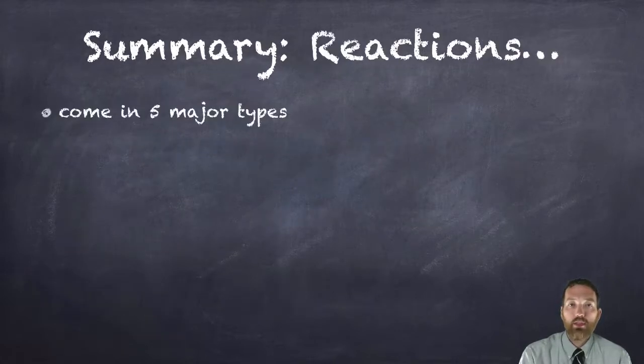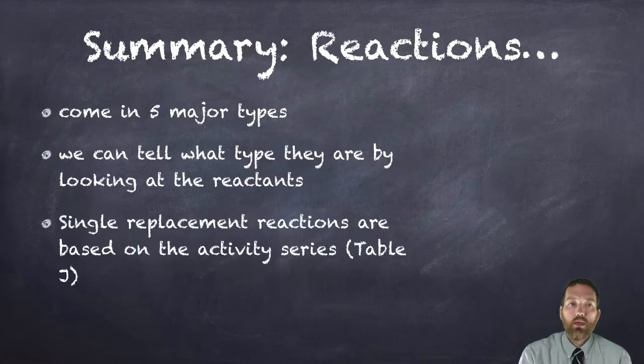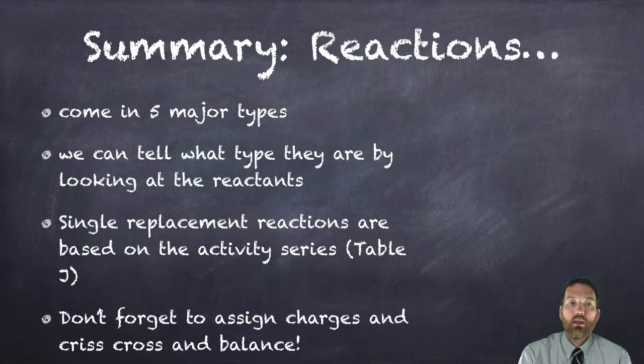Reactions come in 5 major types: synthesis or combination, decomposition, single and double replacement reactions, and a combustion reaction. We can tell what type they are by looking at the reactants. This just comes down to practice and recognizing the patterns in the reactants that you see in the types of reactions that it is. Remember, single replacement reactions are based on the activity series, table J. You have to be higher on table J in order to do the replacing. And don't forget to assign charges and crisscross and balance.